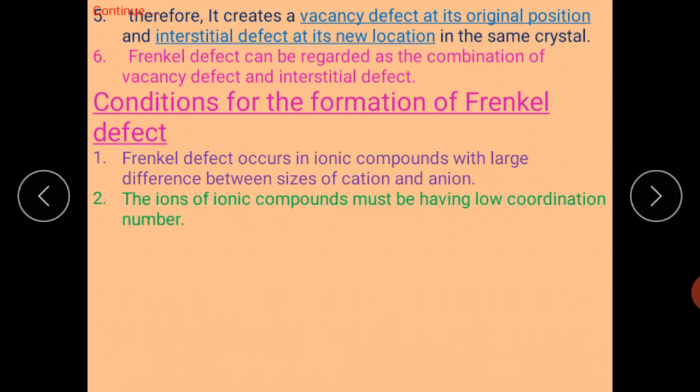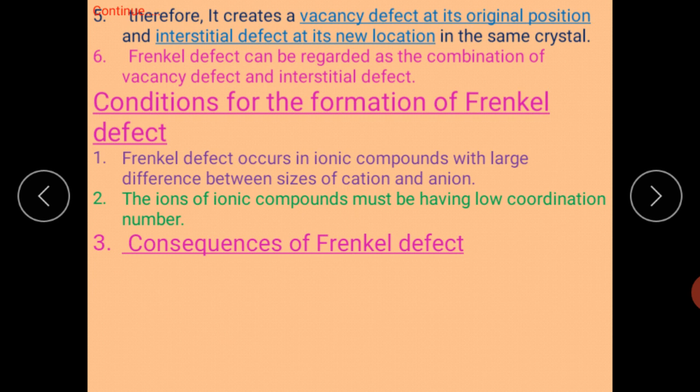And the second, the ions of an ionic compound must have low coordination numbers. The compounds contain ions having low coordination numbers. These are the two conditions for the formation of the Frenkel defect. Next is the consequences of the Frenkel defect.